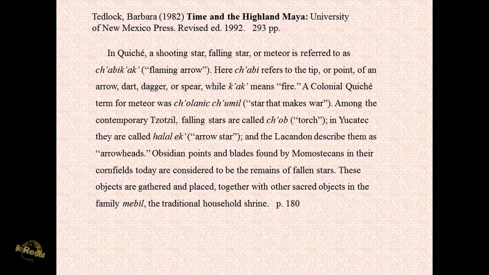So now, in Quiche, a shooting star, falling star, or meteor is referred to as a term which means a flaming arrow. Here, Cha-Abi refers to the tip or point of an arrow, dart, dagger, or spear, while Ka-Ak means fire.